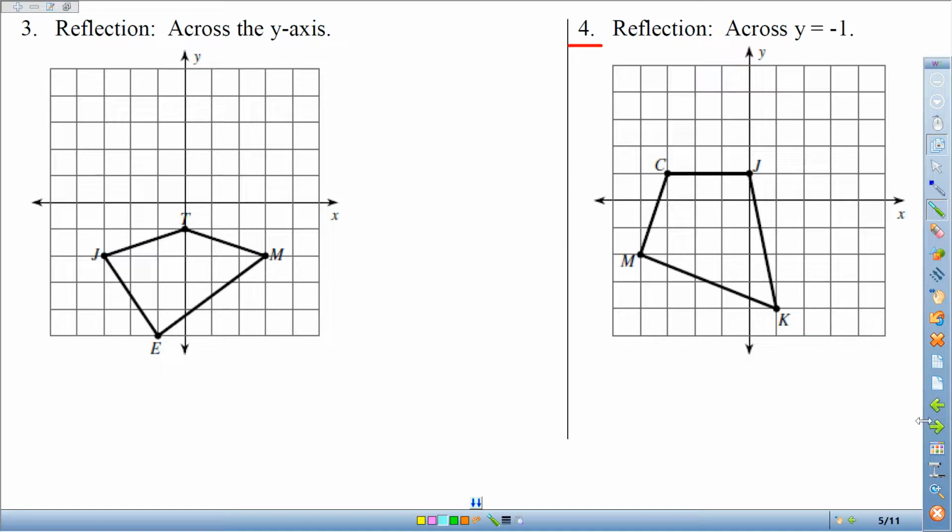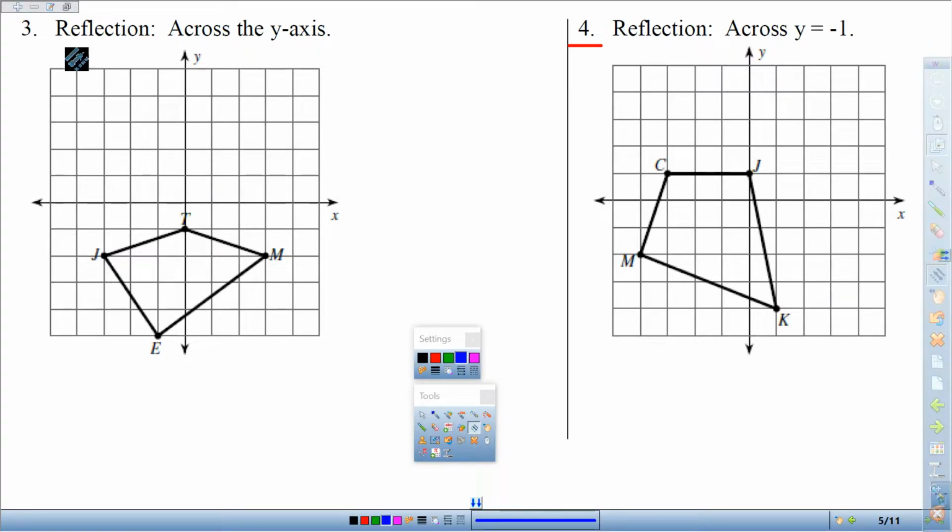All right, so let's move on and take a look at a reflection problem. Let's look at number 4. This problem isn't asking us to reflect over a simple line like number 3 was. Number 3 is asking us to reflect over the y-axis. Most people know the y-axis is right here. But on number 4, it's asking us to reflect over the line of y equals -1.